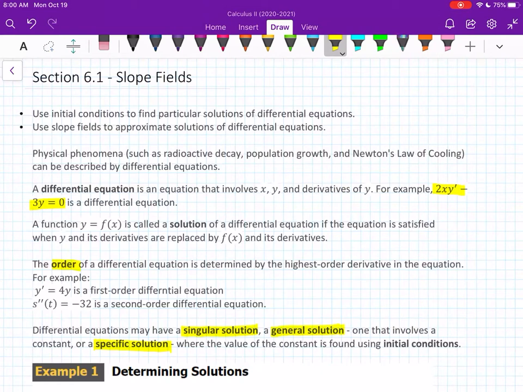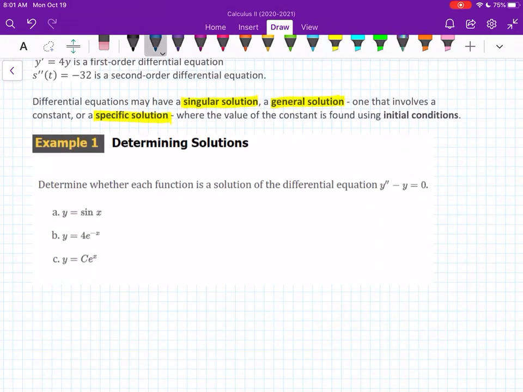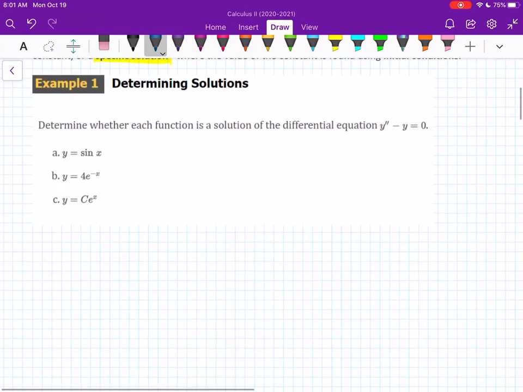Mostly we'll be working with first order differential equations such as y prime equals 4y, but you may also have some second order differential equations where you see a second derivative equal to something. So let's do some examples so you can get an idea of how differential equations work and the different types of solutions. Our first example today is to determine whether each function is a solution of the differential equation y double prime minus y equals 0.